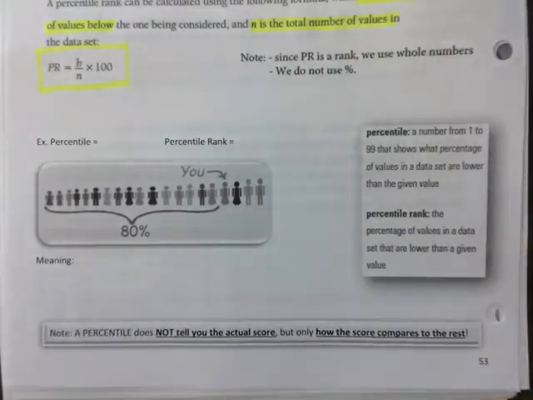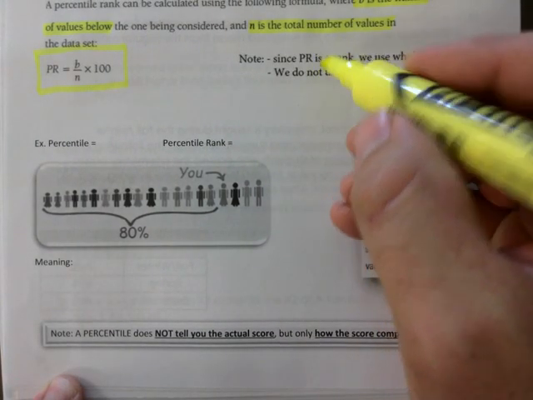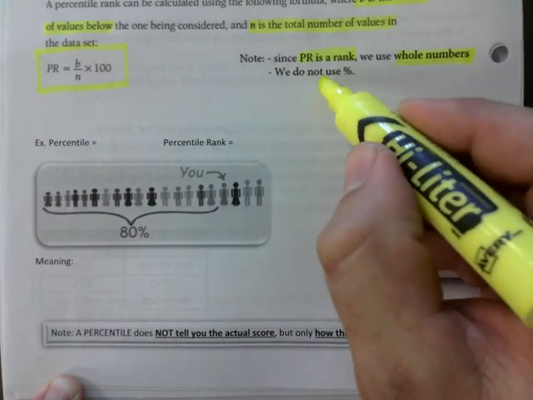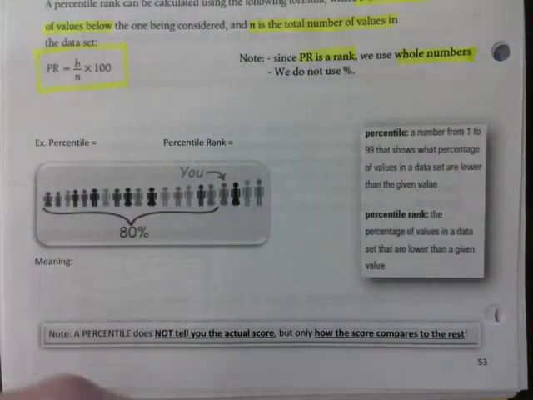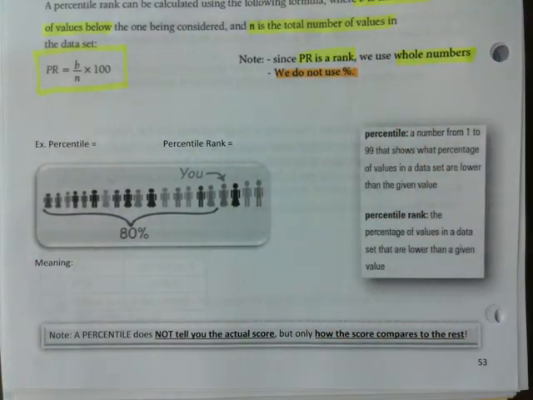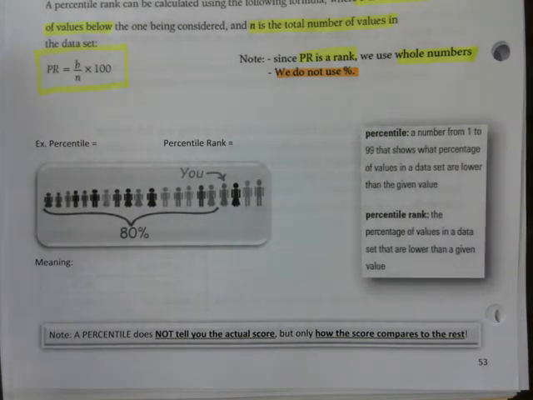Watch what it says here. Since PR is a rank, we only use whole numbers and do not use percentage. You're going to find this a little challenging at first because it keeps talking about percentages, but we do not use percentages there.